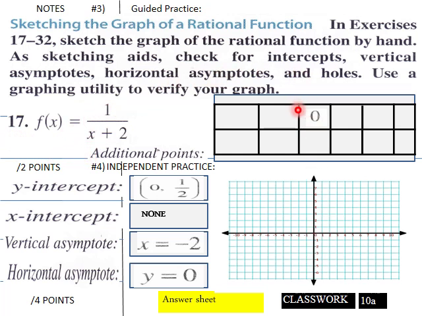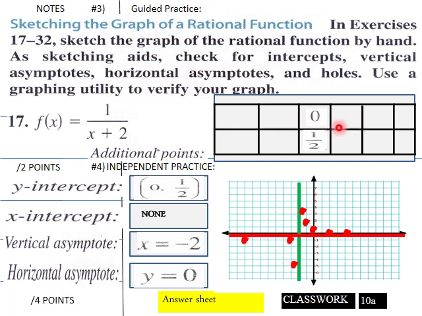So when x equals 0, y equals 1/2, we can have that. So we know this much here. Here's our vertical asymptote at x equals -2. Here's our horizontal asymptote at y equals 0. Then we just continue to plot points to make up this part of our function. And then down here, this is our other part of our function.